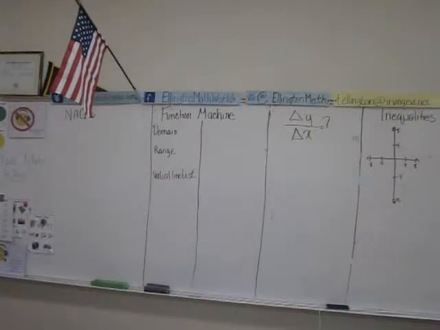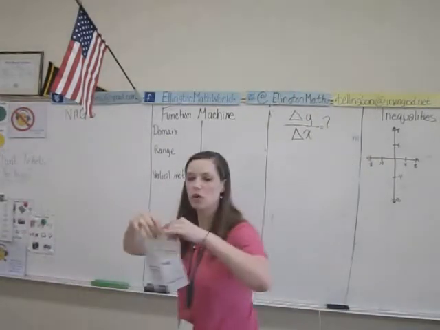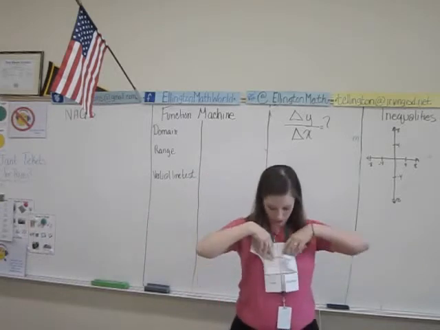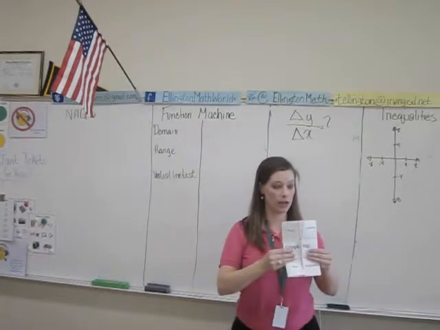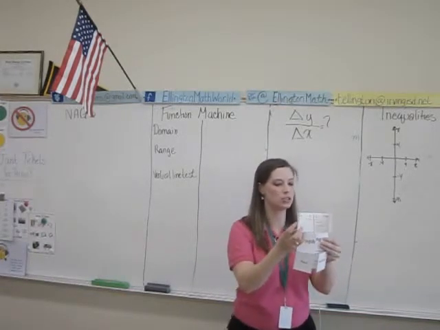Alrighty. So we have our foldable. You took the foldable, and if you haven't done it already, you need to fold the sides in to the middle line. Okay? And then you cut all the flaps along the dotted line.